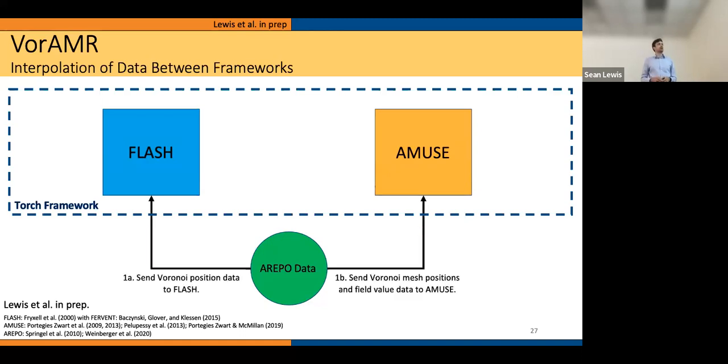And so the way that I do that is first I send the positional information of the mesh generating particles of this Arepo data to Flash, and I send it to Muse. And also to Muse, I send the field value data. So that's the data associated with the gas. That's more like the gas density, temperature, or internal energy, velocity, etc.